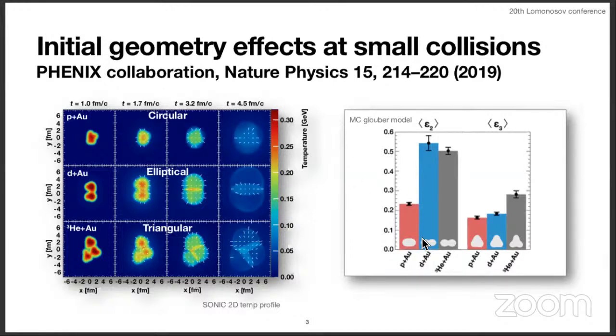And the right-hand side figure here shows the eccentricity calculations from the MC Glauber model. The red data, which is the p-gold, shows the smallest second order eccentricity, while the d-gold and helium-3 gold look similar to each other. And about the third order eccentricity, the black data, which is the helium-3 gold, is the largest, while the p-gold and d-gold look kind of small.